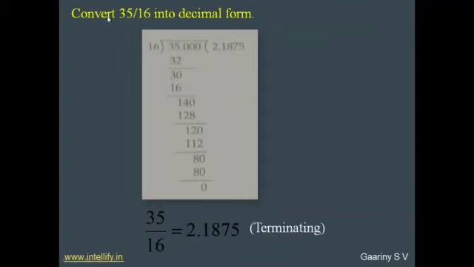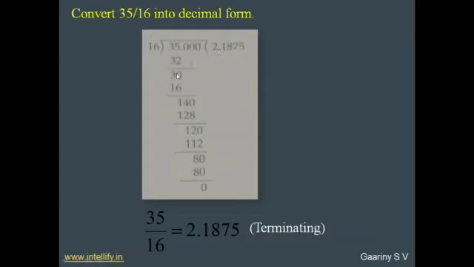Here we have a question: convert 35 by 16 into a decimal form. So when you divide 35 by 16, you first get 2 as a quotient. When you multiply 16 by 2, you get 32. When you subtract 35 minus 32, you get the remainder 3. Since the remainder 3 is less than 16, you place a decimal point here in the quotient. After placing this decimal point, you can add a 0 here.